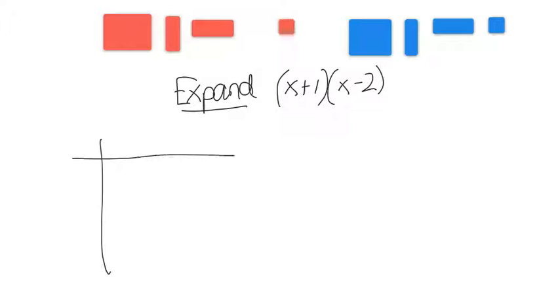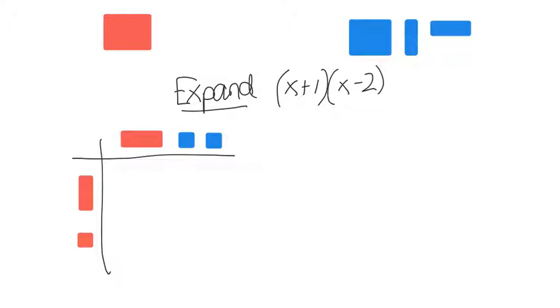So here's my chart. And I'm going to take tiles from my collection here and fill them into the chart. So what I normally do is whatever the first factor is, x plus 1, I'm going to select tiles and put that down the column. And the second term here, I'll select tiles and put those across the top. So just give me a second while I do that.